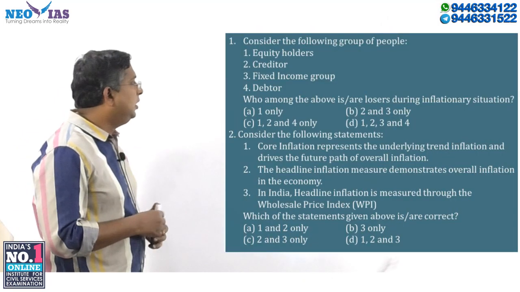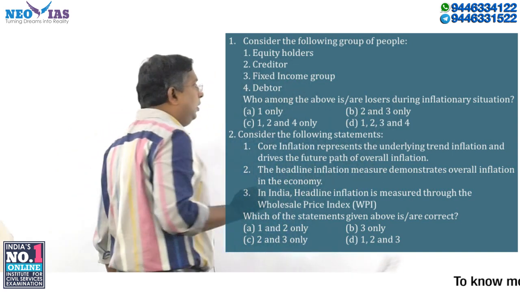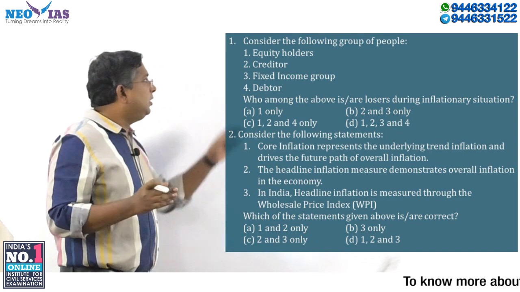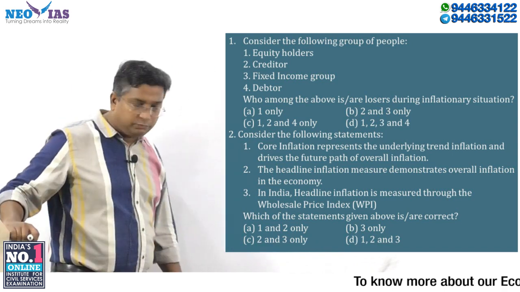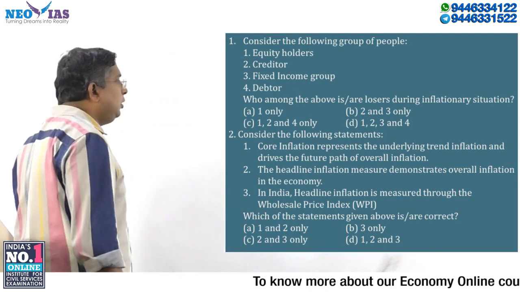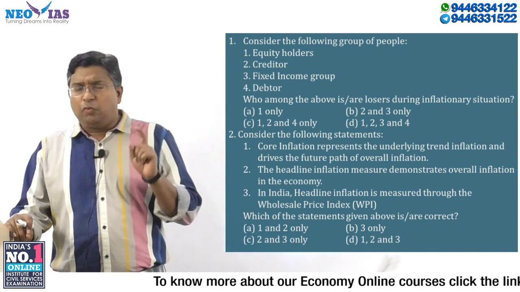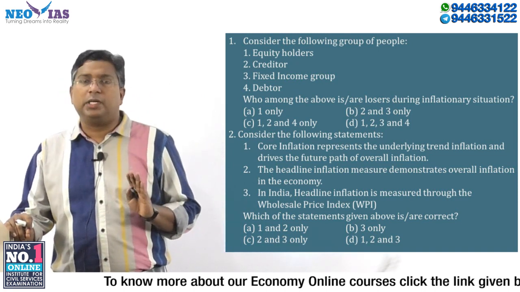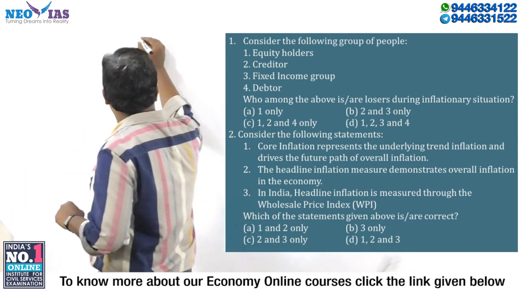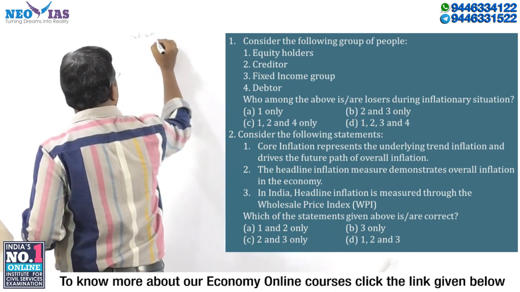Who is the keyword, you have to be very careful. The question they are asking is, who among the above? They are given a group of people. They are asking, who among the above is or are losers during inflationary situation? One important point to note regarding inflation is that if you remember this point, you can answer any question. Just have an idea, creditor and debtor.